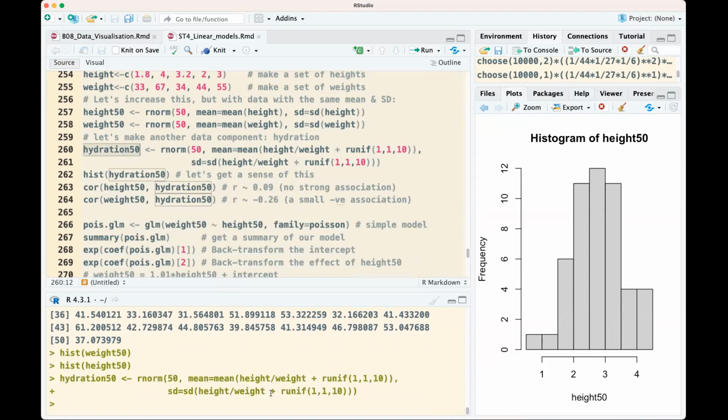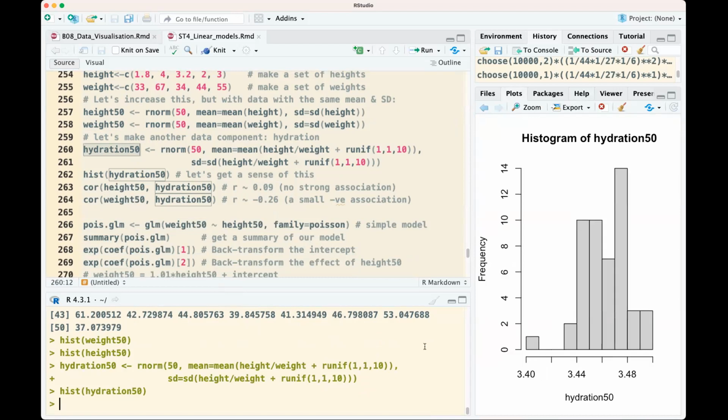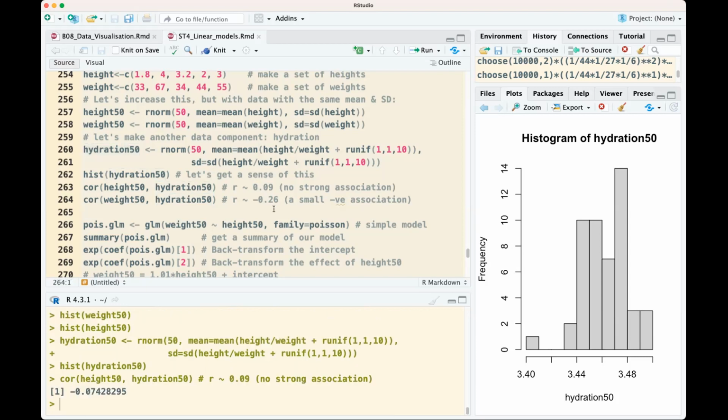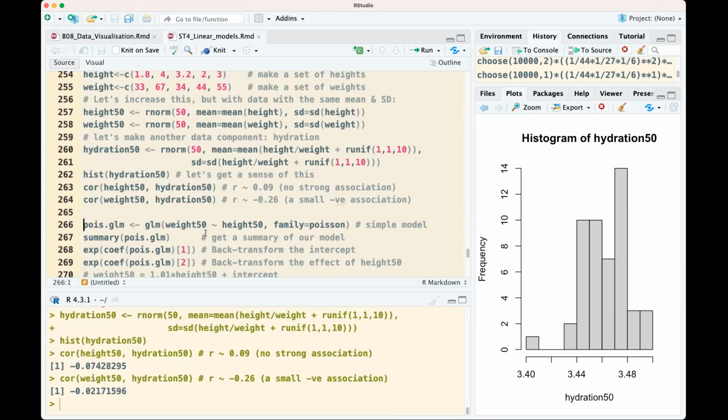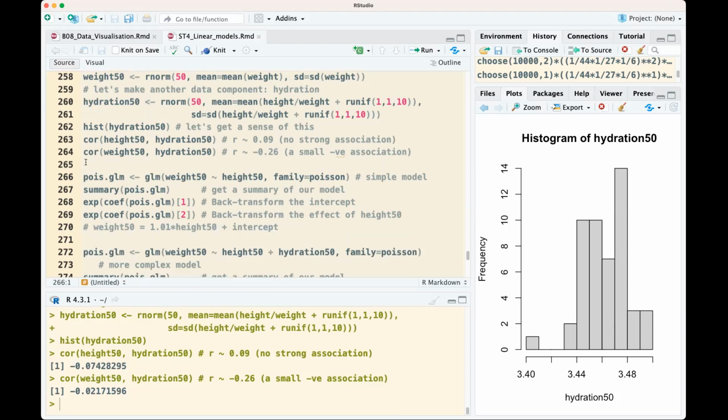And if we look at a histogram of the hydration, we can see we have a kind of tight distribution of values there. And we can look at the extent to which height and hydration are correlated or not correlated, and same with weight as well. So you can see there, both those values are small, suggesting that it may not have a big effect. But anyway, let's model this as a Poisson distribution, where we have a simple model where we're predicting the weight based on the height, like we did before.